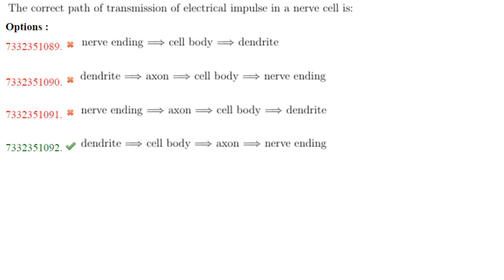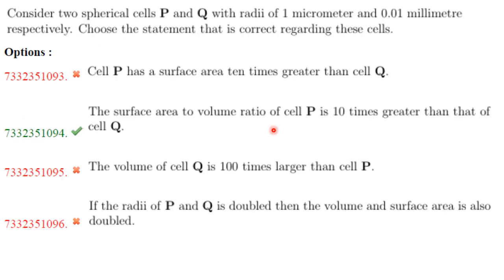So coming to the first question. The path of transmission of electric impulse in a nerve cell is... So it's a direct question. It is from dendrite, then cell body, axon and then nerve ending. Then consider two spherical cells P and Q with radii 1 micrometer and 0.01 millimeter. Choose the statement that is correct regarding these cells.